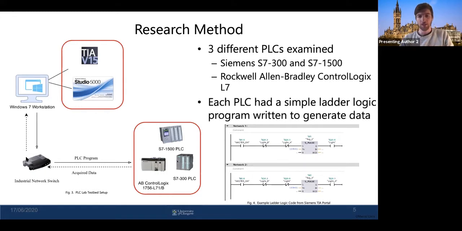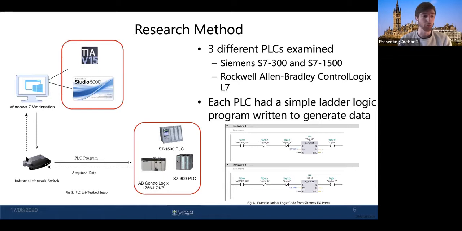And these 3 PLCs were connected up into an Ethernet network to a Windows 7 workstation, which contained the programming software for each of the PLCs. So we had the Siemens TIA Portal and the Allen Bradley Studio 5000 software, which is used to write the hardware configurations and the application program and any process variables that are required for the PLC to perform the job that we want it to do.